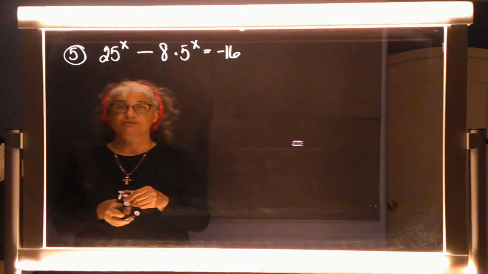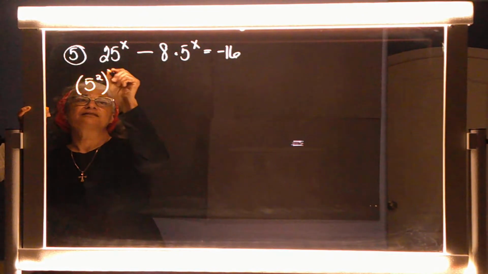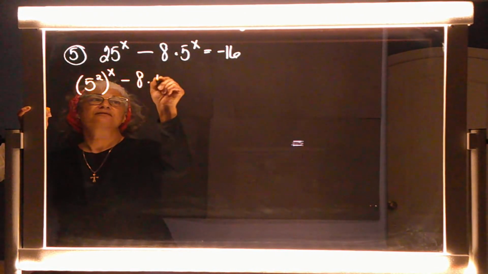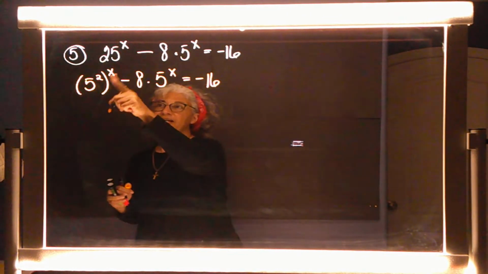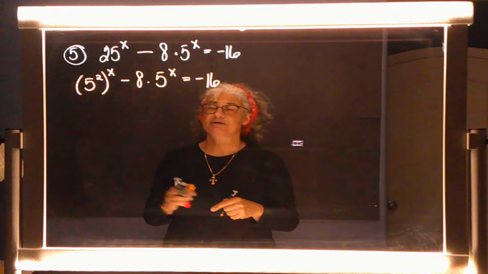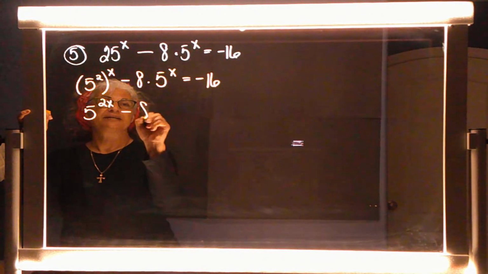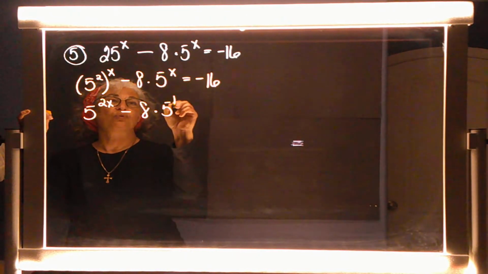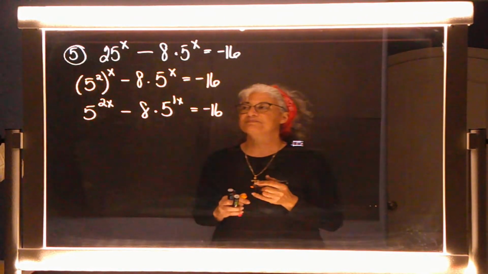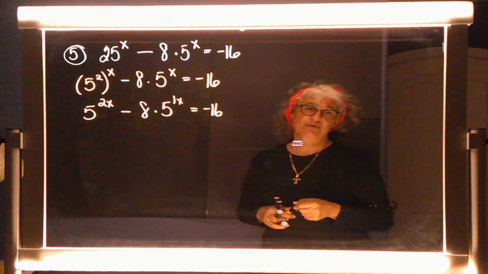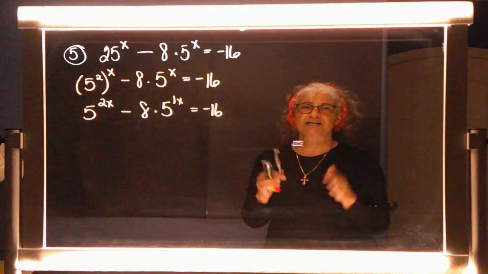So here's what I just heard you say. I could rewrite 25 as 5 to the second, still raised to the power of x, with me? Which means I get to multiply those two powers, don't I? So this is really 5 to the power of 2x, isn't it? Minus 8 times 5 to the power of 1x equaling negative 16. Do you agree? So it almost looks like the last 3 that we've worked on. All we had to do was rewrite the 25, and now everything's kind of matching up.